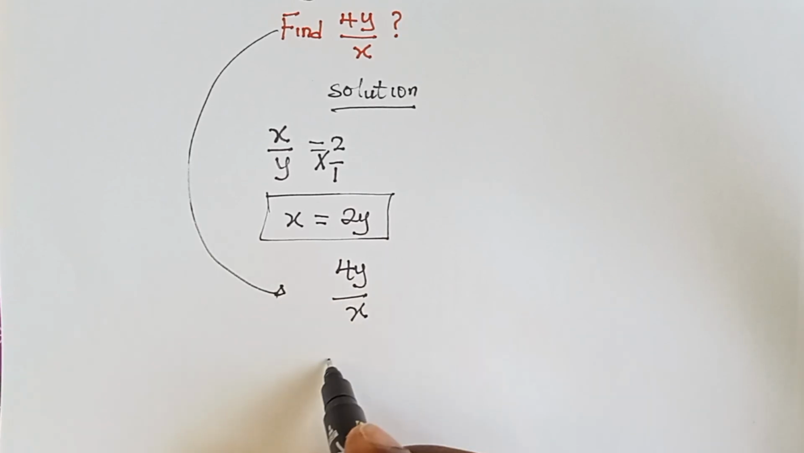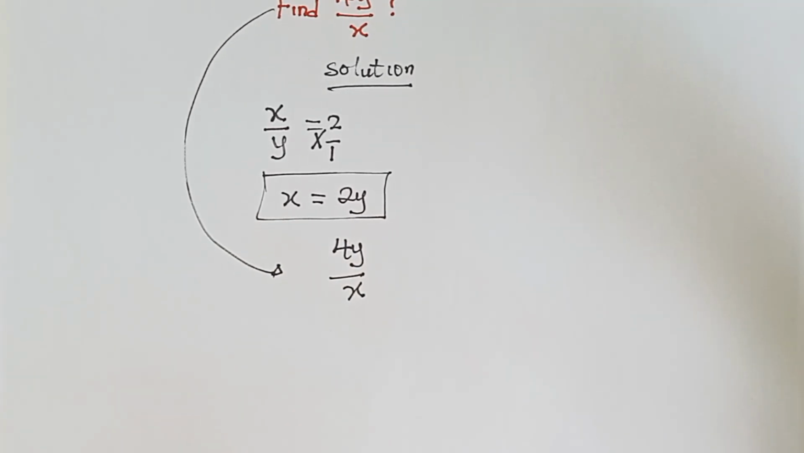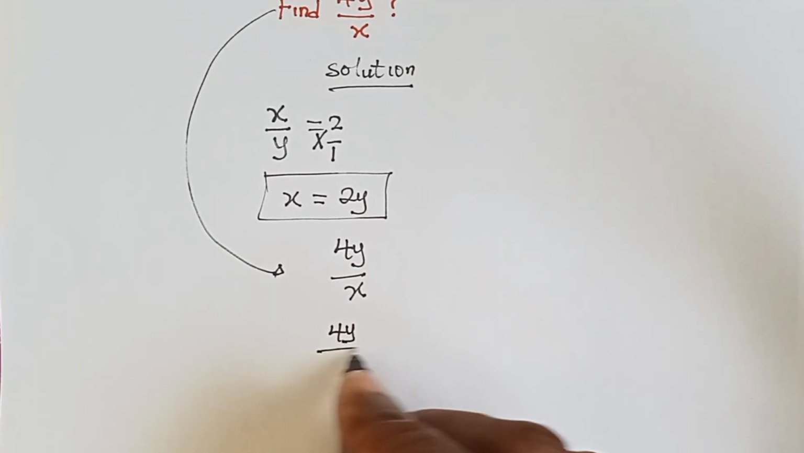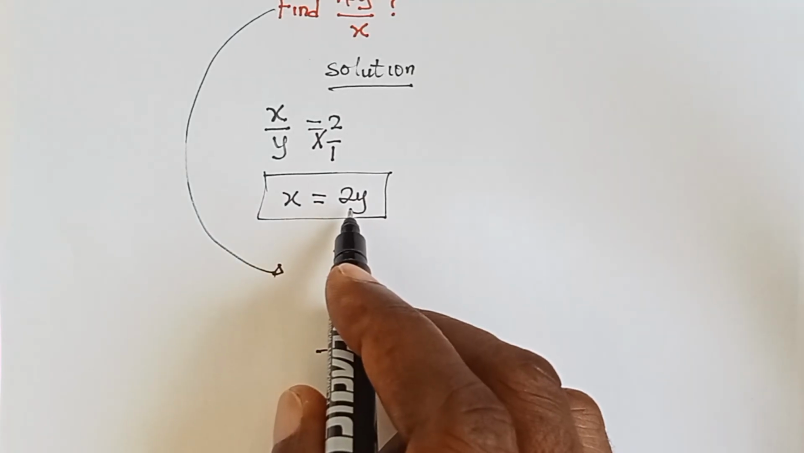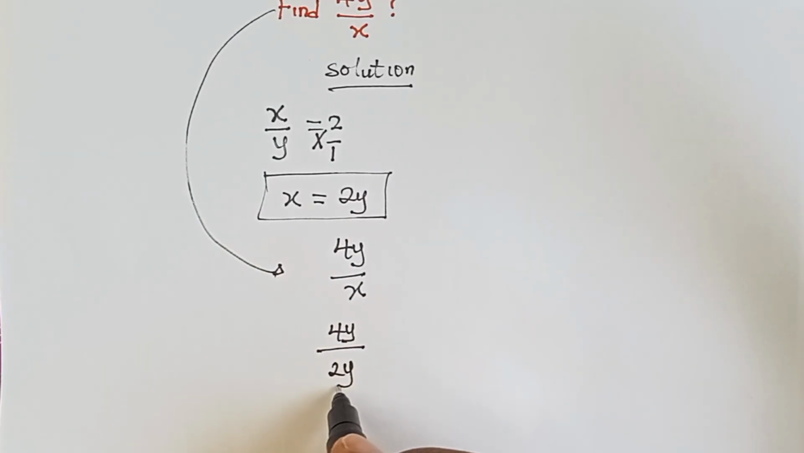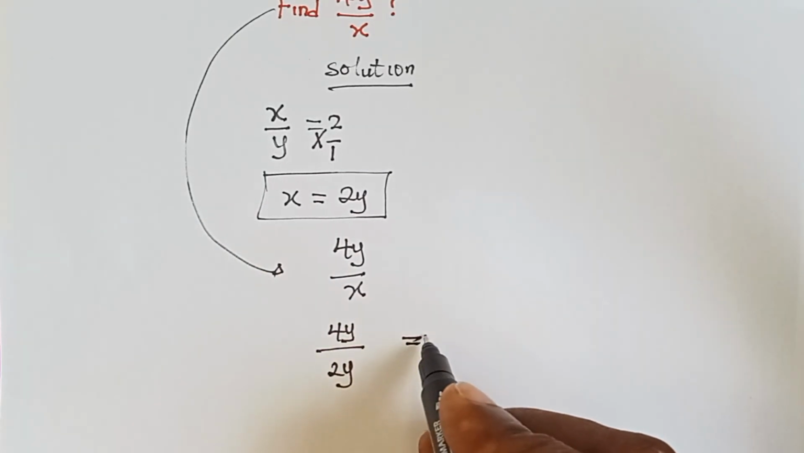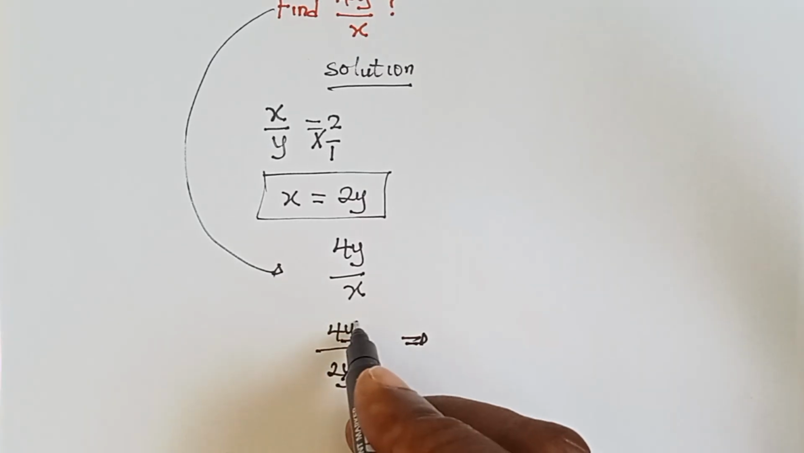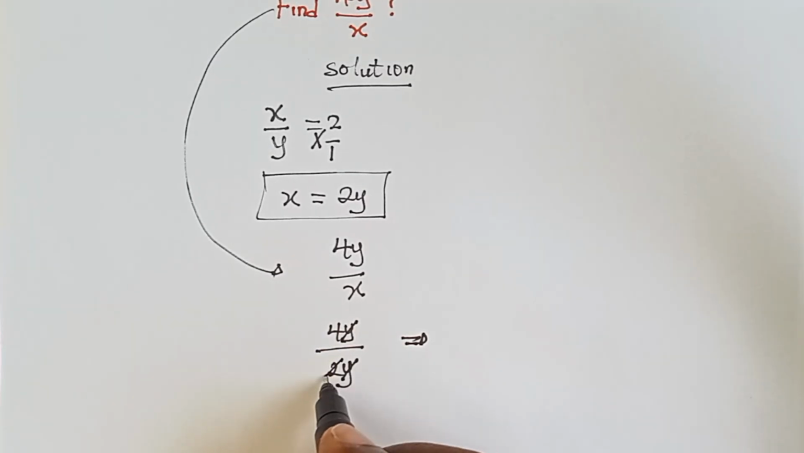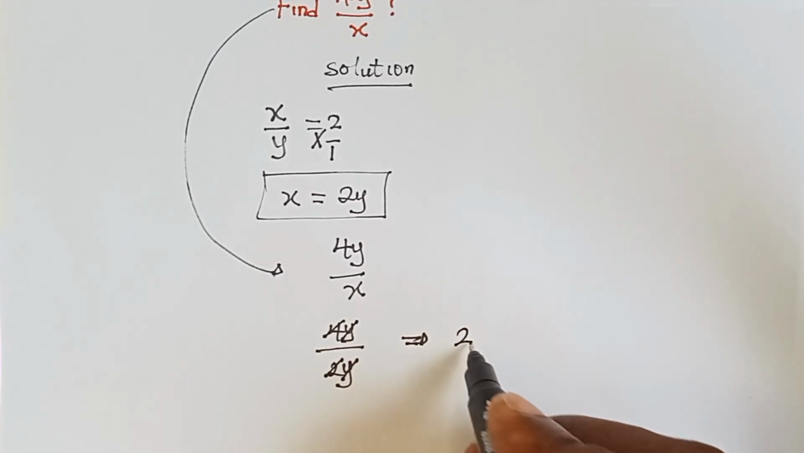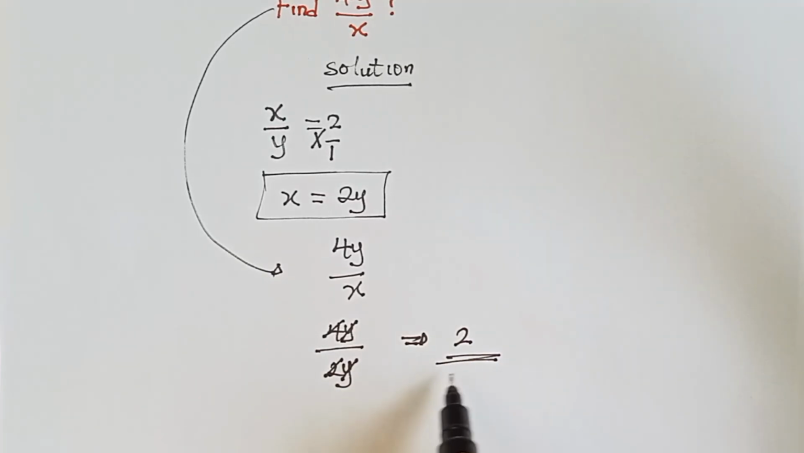Right, so this becomes 4y over, instead of writing x, we write 2y, and then we can divide. Right, this y cancels this y, 2 here is 1, 2 in 4 is 2. So our final answer is 2.